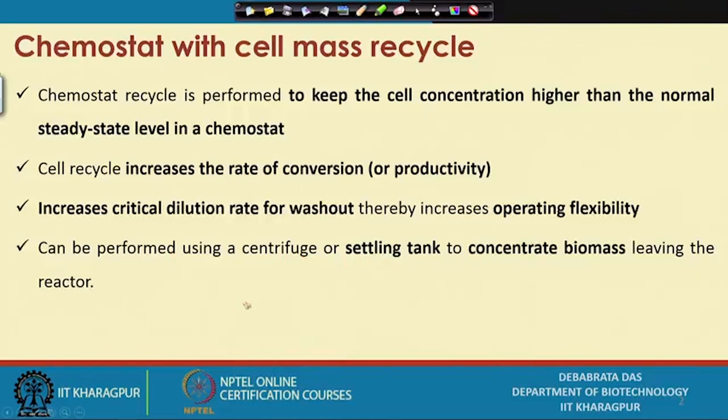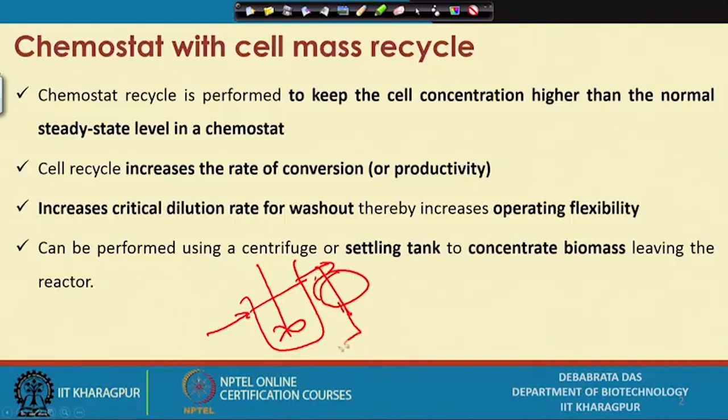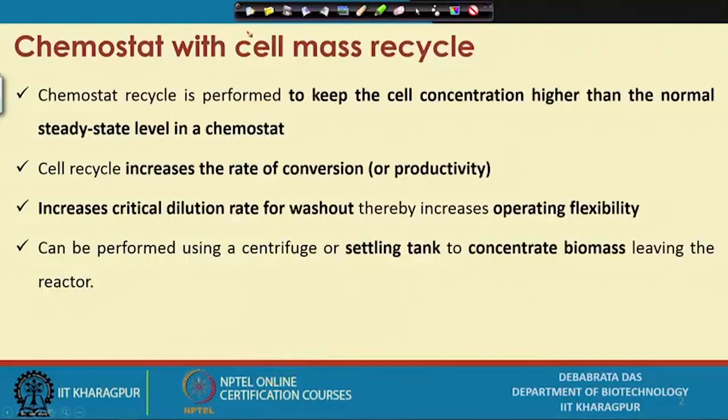Now, this can be overcome. How can we overcome it? Suppose the excess cell mass is going out; if you put a separator here, and a part of the cells you recycle back to the system to maintain the cell mass concentration uniform, then your rate of reaction will be constant, and there will not be any problem of cell washout. So we'll discuss here the chemostat with cell mass recycling.